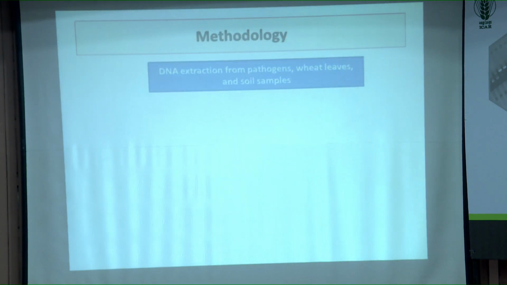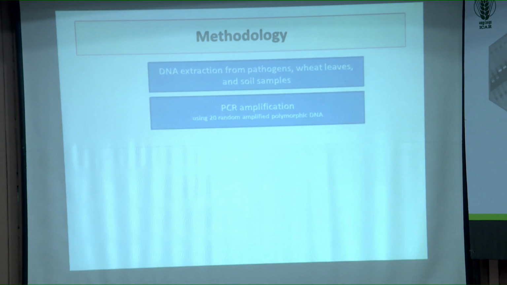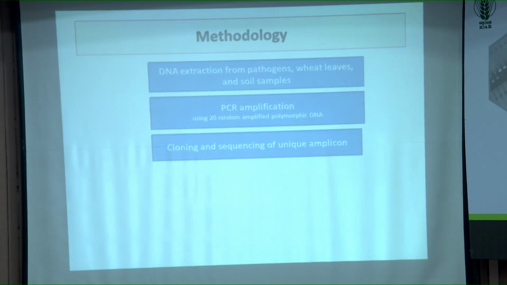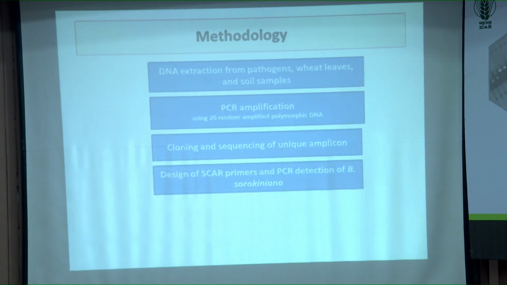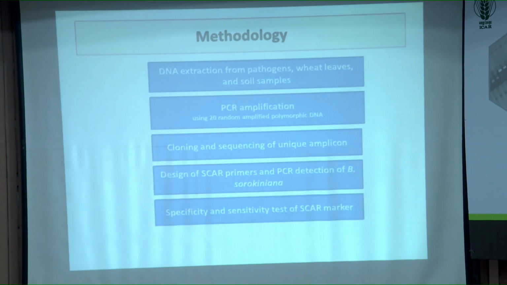Here, they did DNA extraction from the pathogen, wheat leaves and soil samples, taking different parts of the plant and soil samples. Afterwards, for PCR amplification, they used random primers as well as URP primers. Further, they cloned that particular unique region and designed primers for the development of markers. Then specificity and sensitivity of the markers were tested. Further, detection of Bipolaris sorokiniana in inoculated plant samples and in soil was done.